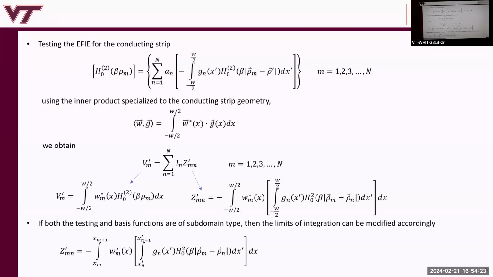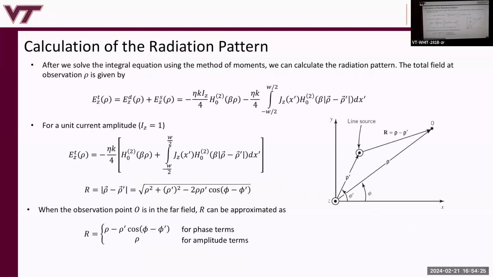All right, good. So calculation of the radiation pattern. Now we solved for the currents. We did the inverse of the matrix. We calculated the coefficients. We went back and multiplied all of our basis functions in the expansion set by those coefficients. Now we have an approximation for the current. We can calculate the radiated fields, or radiation pattern, due to that current. So you solve the integral equation. Now you can calculate the radiation pattern.